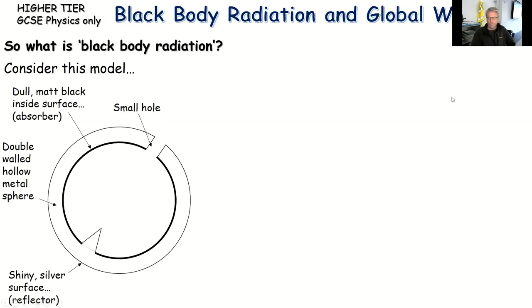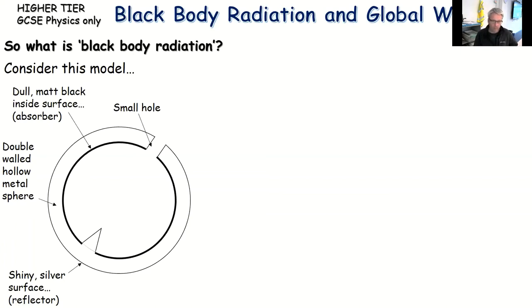Okay, so the next thing that we need to think about is something called black body radiation. And what is black body radiation? Now, the easiest way to do this is to think about a hypothetical model. So what we've got here is a sphere. It's a ball, and it's got two skins, the inside skin and the outside skin, and they're separated, as you can see here, by a hollow vacuum. So it's a double-walled hollow metal sphere. There's a small hole that we're going to pass radiation into, and the inside surface there is painted with a matte, dull black paint. So that will make it a very good absorber. There's a very shiny silver surface on the outside, which is a good reflector and a very poor emitter of heat.